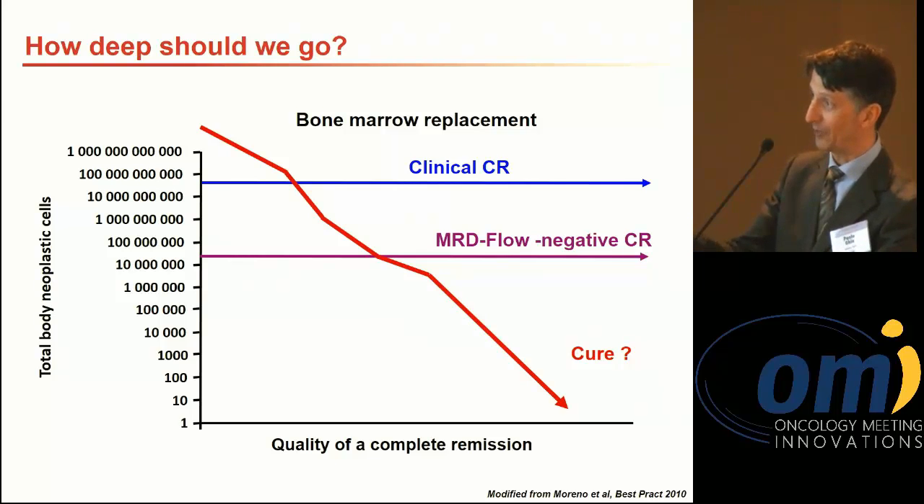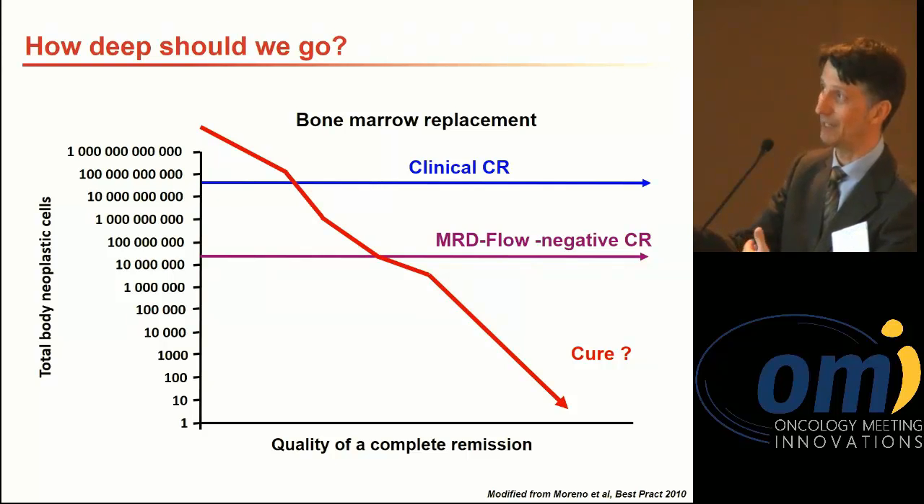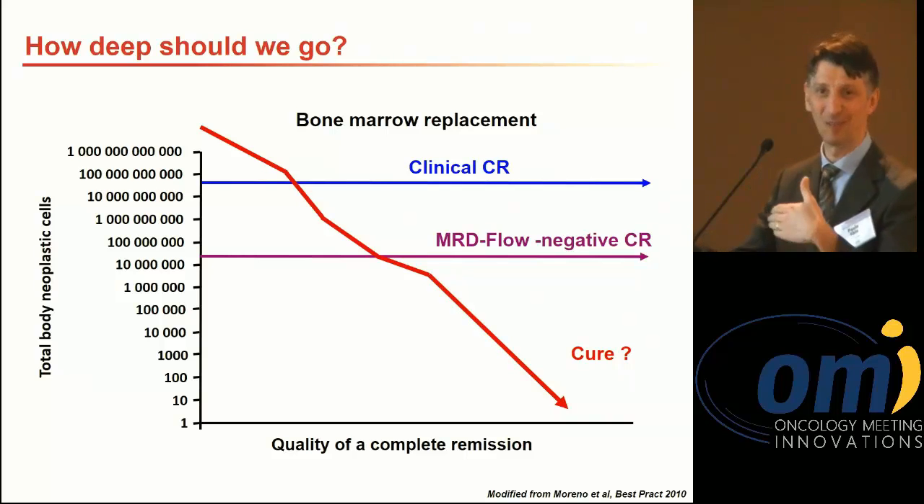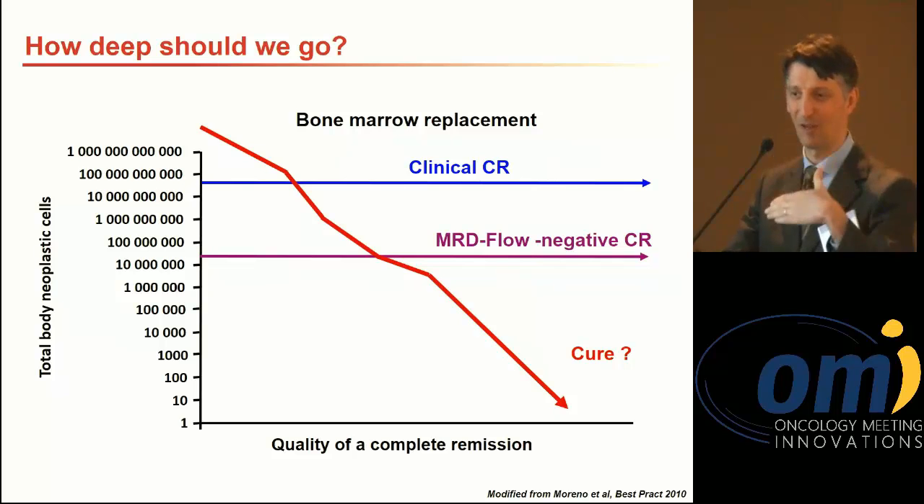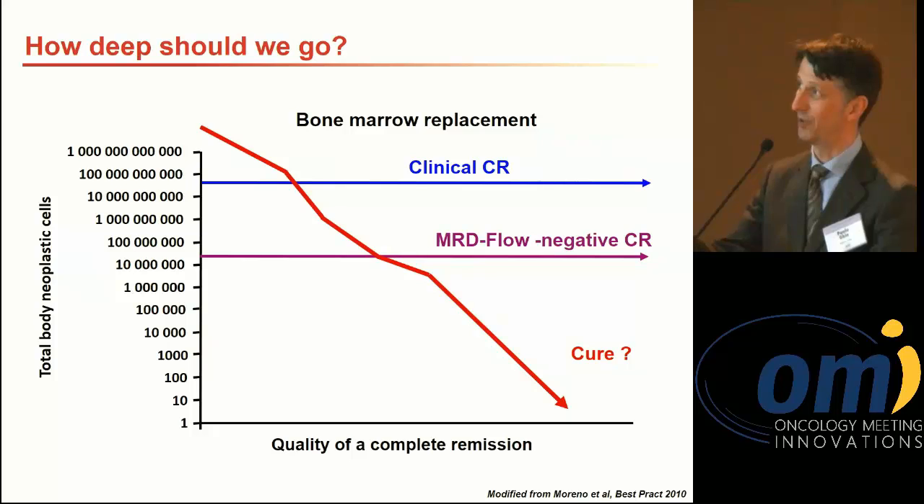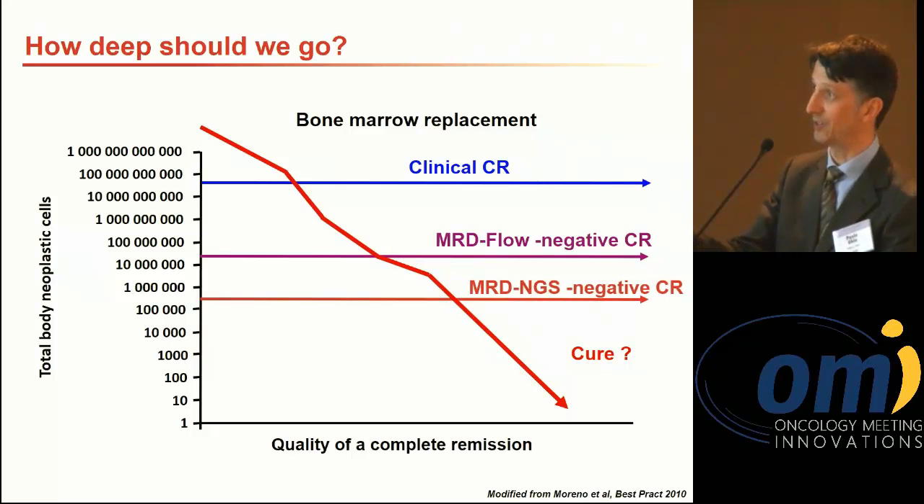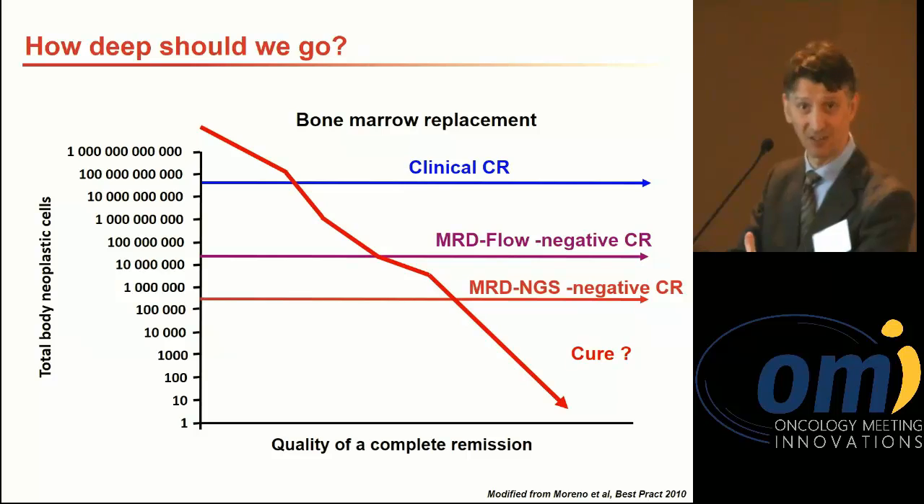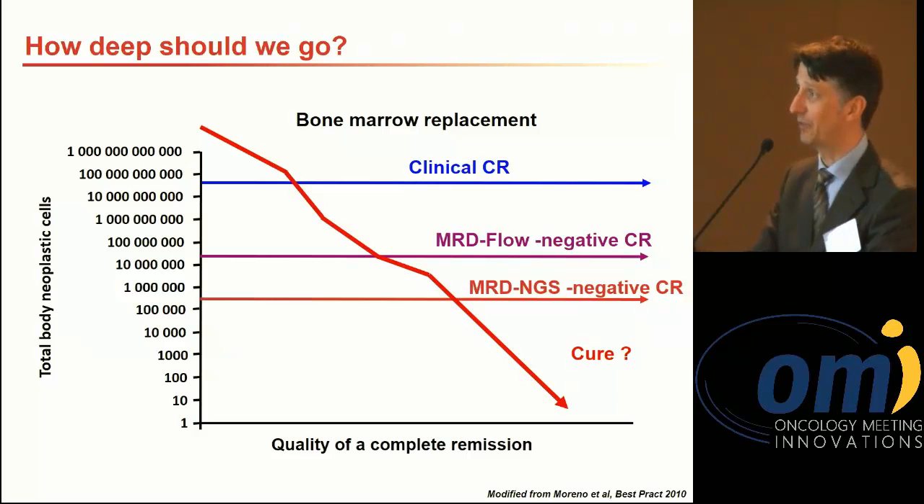On the pathway towards cure, the deeper you go, the better it is. So we can look at MRD negativity as just a better clinical complete remission. It's another way of looking at it, not only using CT scans, but also using MRD flow. We can go even lower, of course, because this is not 0. We can go down to 10 to the minus 6, and that can be achieved with next generation sequencing. As I mentioned before, it can be the future.